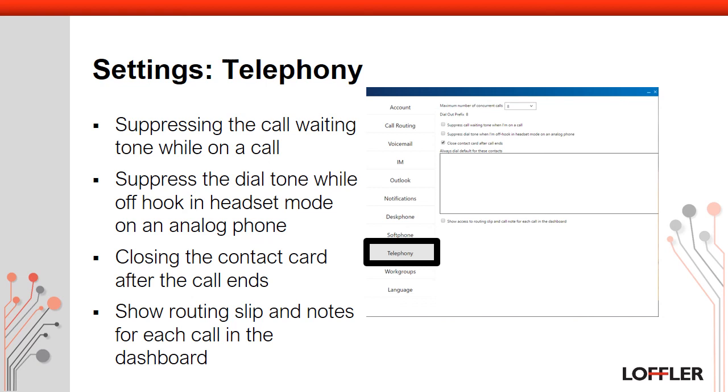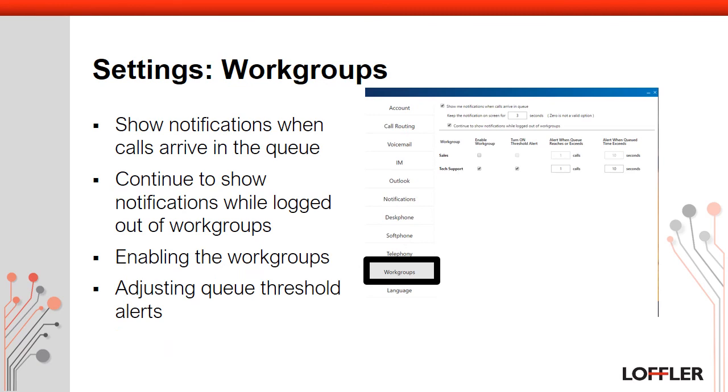It lets you decide if you want to close the call tile after a call ends, and it lets you choose if you would like routing slips and notes available for each call on the dashboard. If you are part of a workgroup, the Workgroups tab will let you have the option to show notifications when calls arrive in queue, give you the option to continue to show notifications while you are logged out of your workgroups. You can choose which groups you are going to be active in, if you are in more than one, and you can adjust the queue threshold alerts.